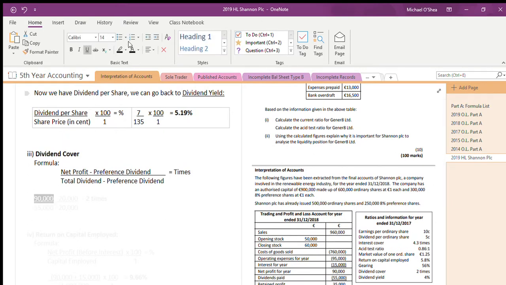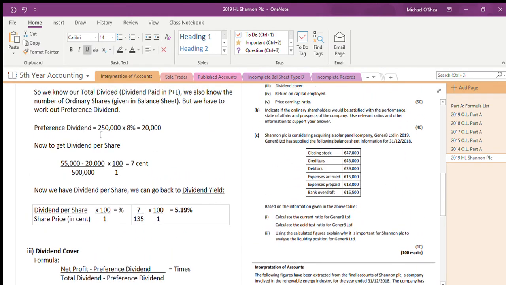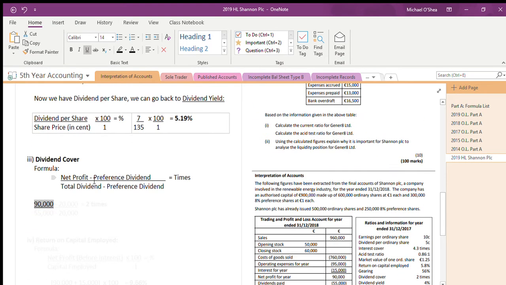What is my preference dividend? Well, I just worked that out in the last part. Preference dividend, total preference shares multiplied by percent return, 20,000. So I know that my preference dividend is 20,000. I know my net profit is 90,000.